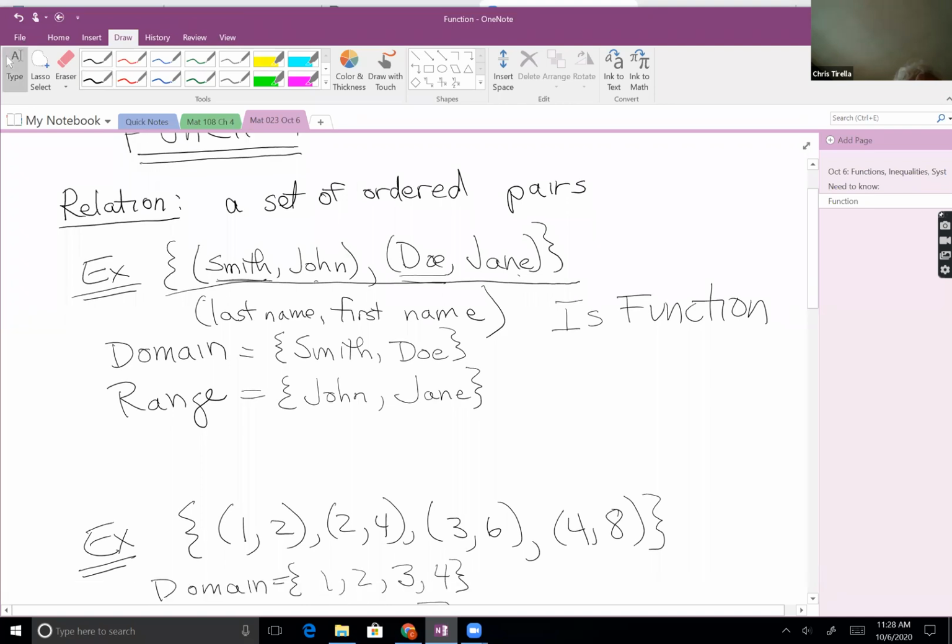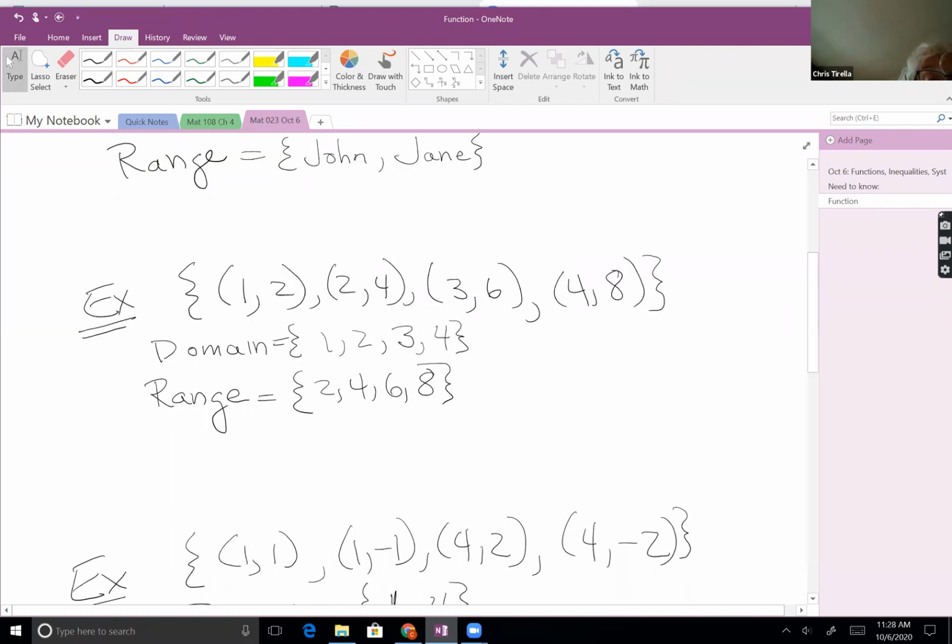When I look at that second relation, my X values are 1, 2, 3, and 4. Does each of those numbers only show up as a first member, as an X value, once? Yes. I think that's the only place where 1 is X. That's the only place where 2 is X. That's the only place where 3 is X. That's the only place where 4 is X. So this one is a function. Each X value appears once.